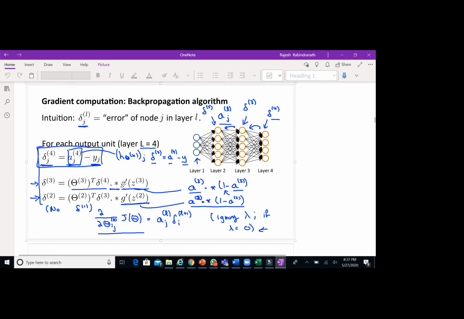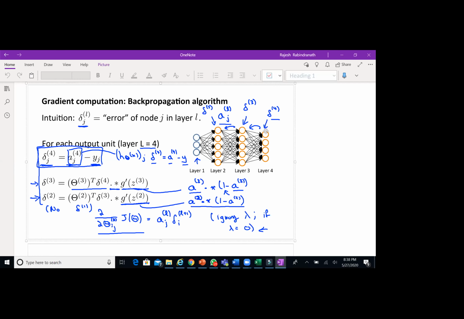And then this sign is known as G prime. Earlier, we had the G of Z3, right? We used G of Z3 for the calculation of A4, if you remember. A4 is calculated using G of Z3. And Z3 is what, essentially? Theta 2.